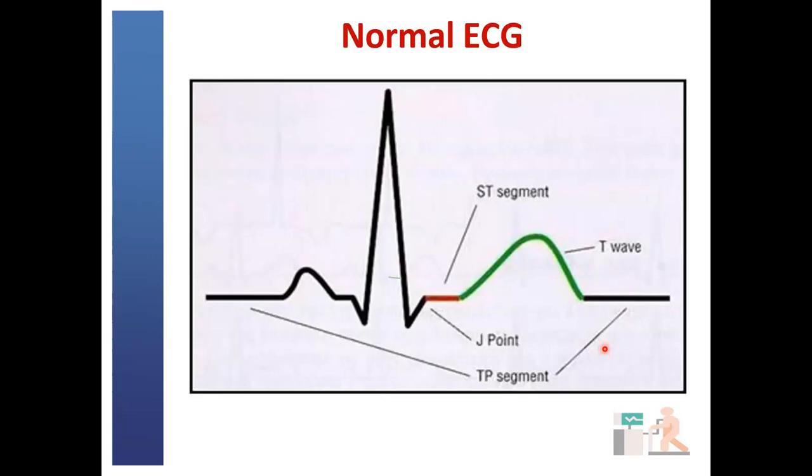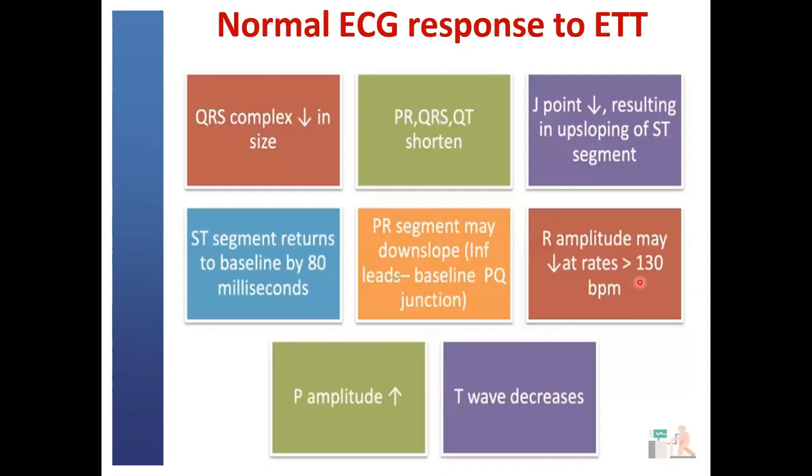So that's a quick reminder of our normal ECG and what the J point is. We all know the TP segment, this is the ST segment, and the junction between the end of the QRS and the beginning of the ST segment is the J point. The J point is an important marker for us while we are looking at the ECGs in stress tests, the T wave, obviously, and the U wave, subsequently, not reflected on this image.